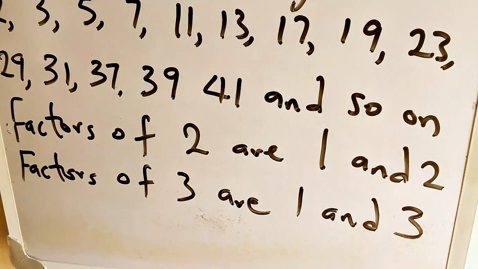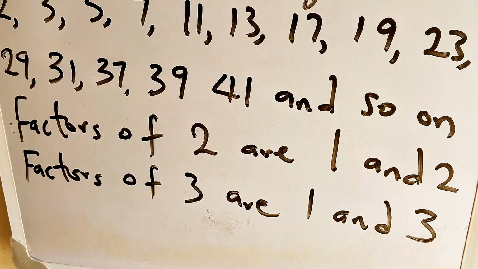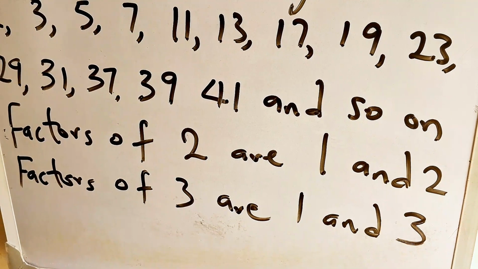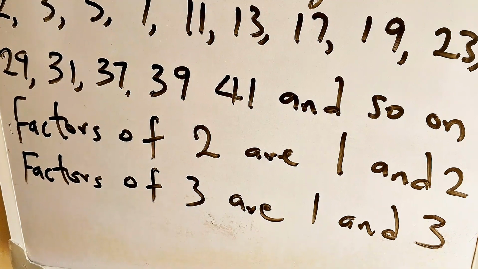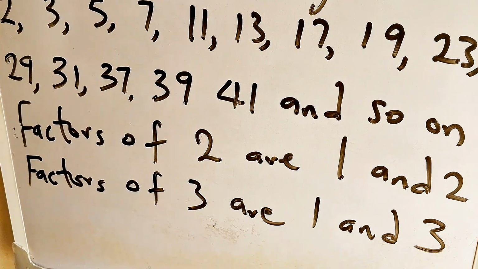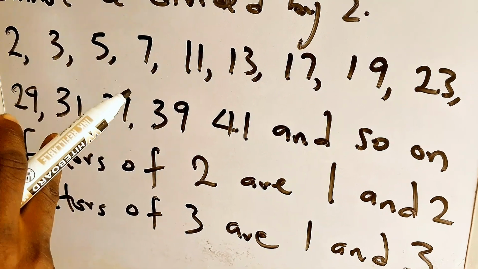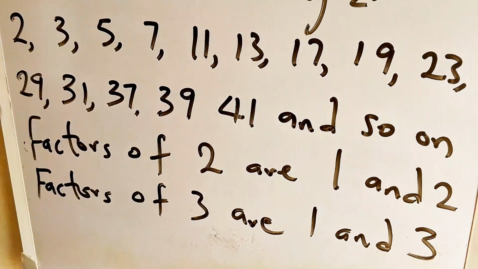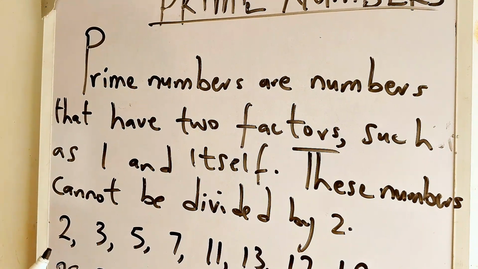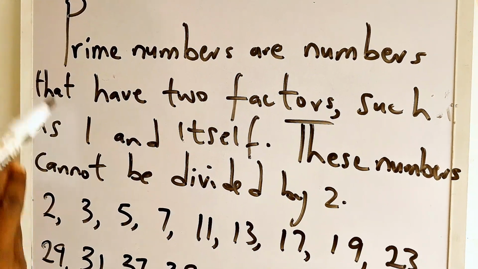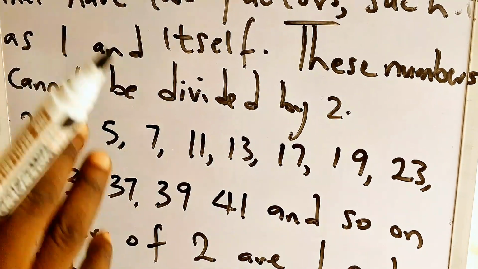When listing prime numbers, 1 should be excluded. That is because 1 does not have two factors. It's just 1 itself. So other numbers from 2, 3, 5, 7, 11 upward are prime numbers. They have two factors, which is 1 and itself. So I repeat, when listing prime numbers, do not include 1. 1 is a unique number. Okay, so it's from 2, 3, 5, 7, 11, and so on. These are what? Prime numbers.